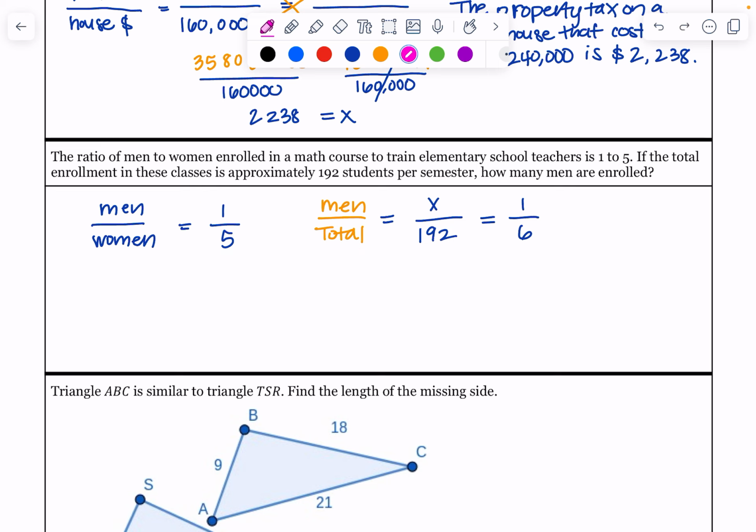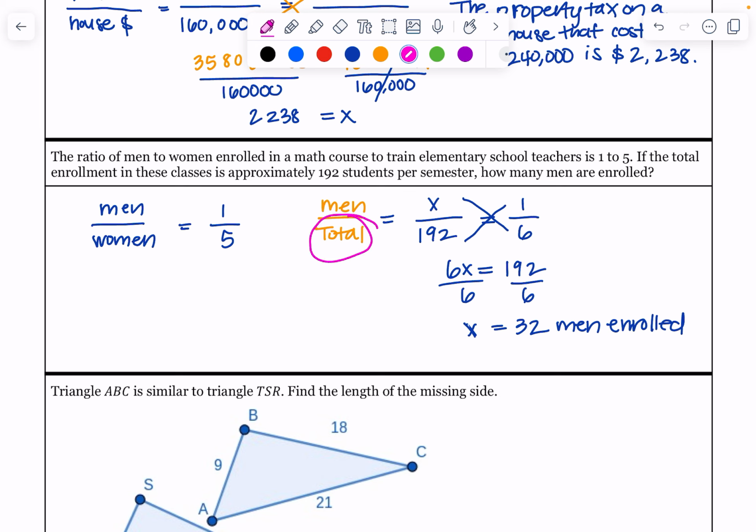Let me back that up. We need to solve this by cross multiplying. So I'm going to have x times 6 is 6x. 192 times 1 is 192. Divide by 6, and I get x is equal to 32. So there are 32 men enrolled. This one's tricky because it's asking about total, and you're going to want to set it up as women like I did, but we need to think about it as total, which would be 6.